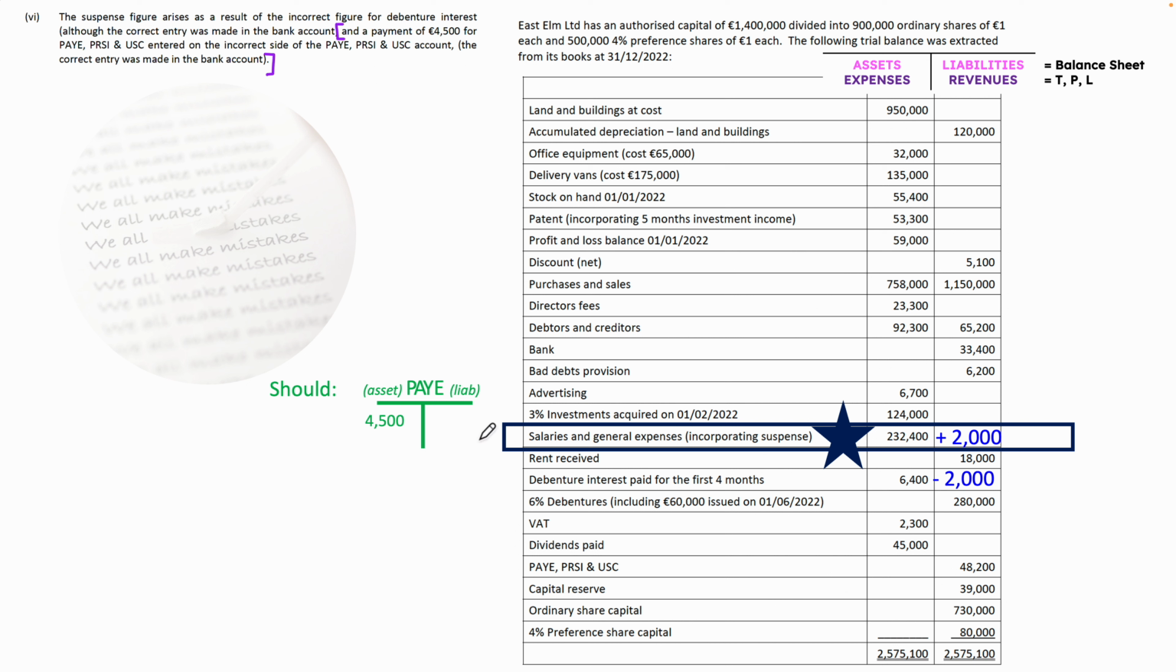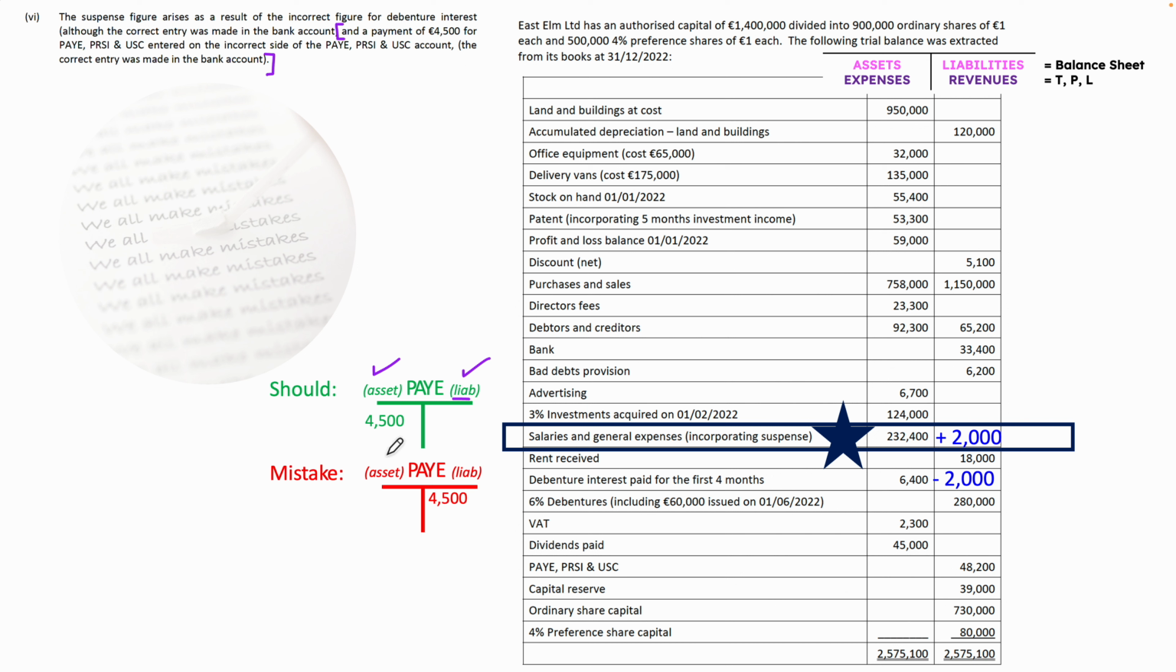If you have PAYE, if it's on this side, it's an asset. If it's on this side, it's a liability. So how is it a liability? It's a liability if we owe the Revenue Commissioners, and it'll be on the asset side if we don't owe them. So if we've paid them, it's going to go on the asset side. So that should have been debited 4,500.